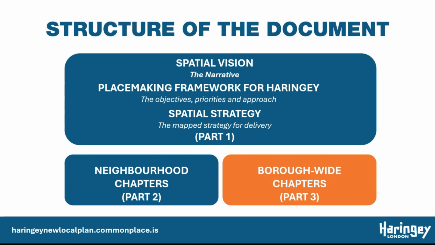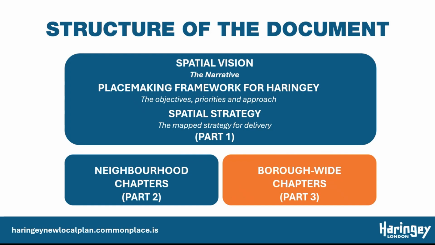Well, it's split into three volumes, three parts. The first part, at the top of the diagram there, is all about the overarching spatial vision, and it also shares our placemaking framework for Haringey. So the key overarching objectives, priorities and approach for our placemaking framework, and also our spatial strategy for the borough: where new development should be happening, and whether it should be at a large comprehensive scale or, in some locations, at a smaller scale, enhancing what's already there.